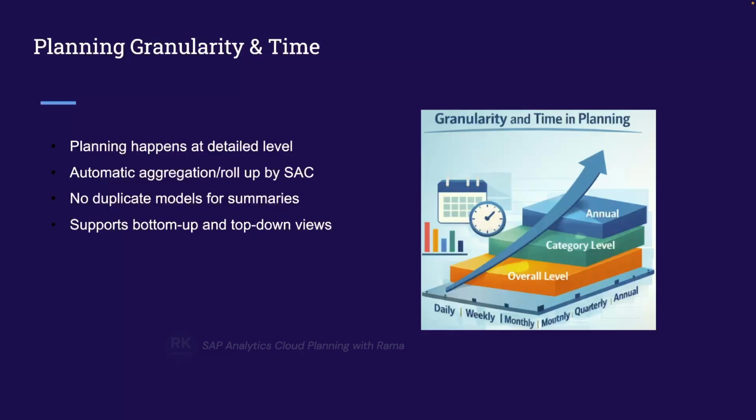In other words, how detailed your plan should be. In SAC, planning usually happens at a very detailed level. For example, monthly data by product and by cost center. The good news is you don't need separate models for monthly, quarterly, and yearly planning. SAC handles aggregation or roll up automatically through hierarchies. This allows us to plan bottom up, top down, or a mix of both. Choosing the right level of detail is important.